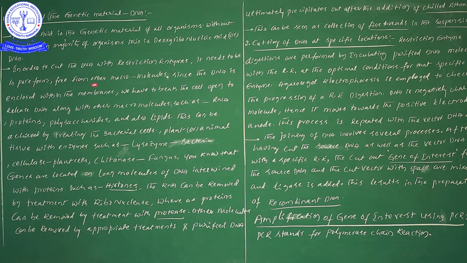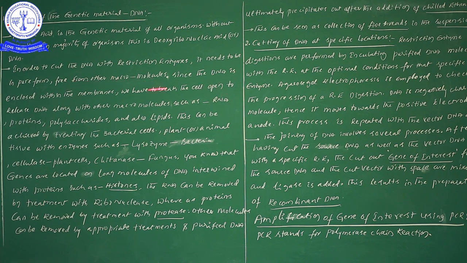Pure form, free from other macromolecules. Definitely a pure form of DNA is required, and we should not maintain any kind of macromolecules along with the DNA. If any macromolecules are there along with the DNA, we should not call that pure form. Only DNA must be there, free from other macromolecules.